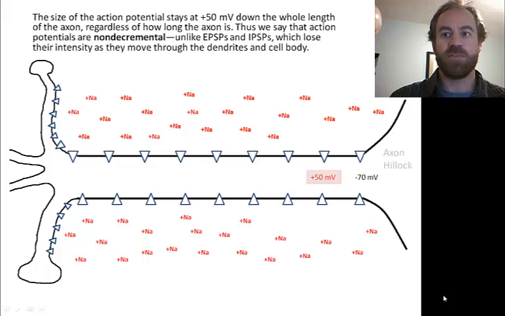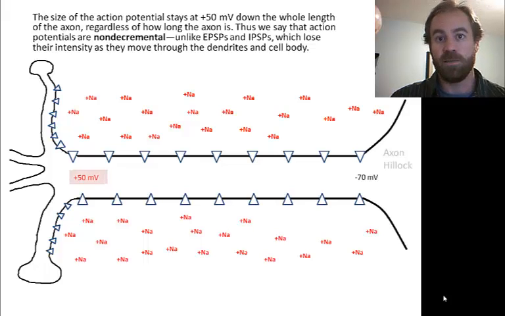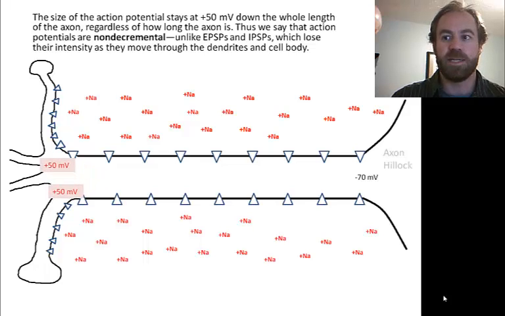The size of the action potential stays at positive 50 millivolts down the whole length of the axon, regardless of how long the axon is. Thus we say that action potentials are non-decremental, unlike EPSPs or IPSPs, which lose their intensity as they move through the dendrites and the cell body. Action potentials are non-decremental because they self-perpetuate in the manner shown. This holds true even for axons that branch many times.